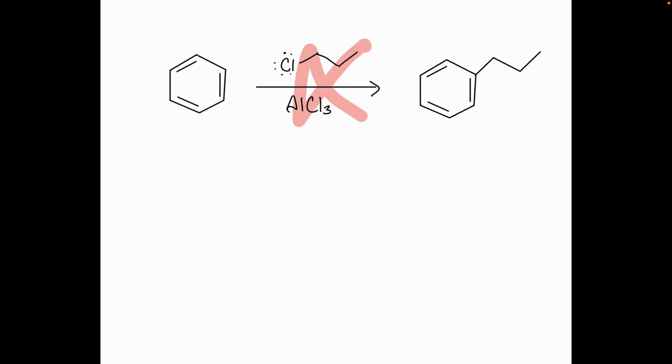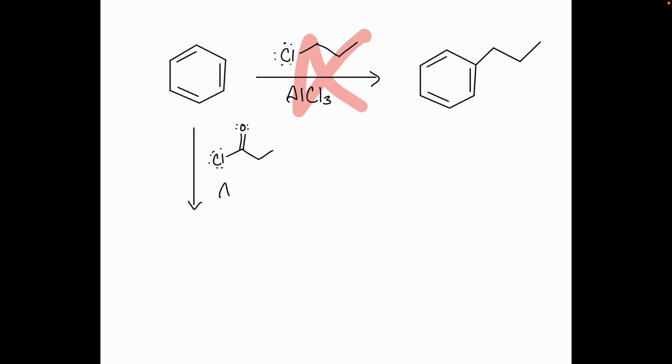All right, so what can we do instead? Well, first, let's do a Friedel-Crafts acylation reaction. We'll use a 3-carbon acyl halide. Right? This attaches my 3 carbons onto my ring in the correct orientation. I'm not attached at carbon 2, I'm attached at carbon 1.